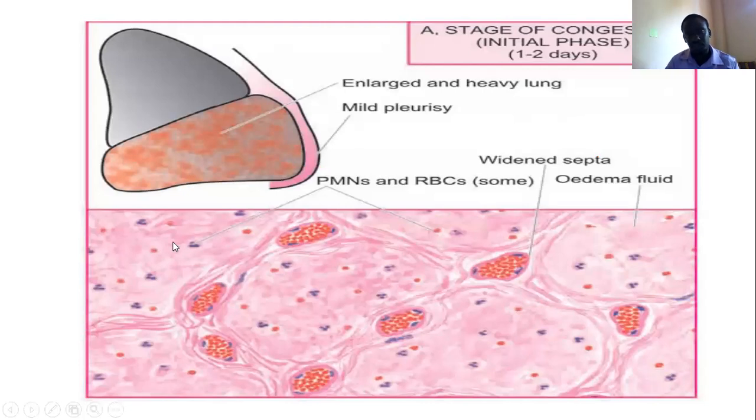So that is a picture of it. You have polymorphonuclear cells and some red blood cells. Here, these are few, the red blood cells and the polymorphonuclear cells, basically the neutrophils. And then we have the widening of the septa and a lot of edema. Remember, the features of acute inflammation are that we have edema and the reddening, but realize here we have few red blood cells. Then again, you might get a mild pleurisy, and the lung appears enlarged and heavy.